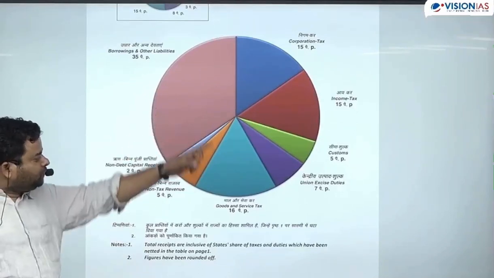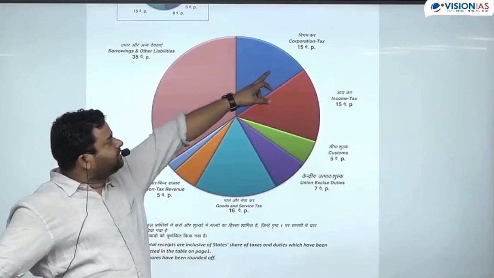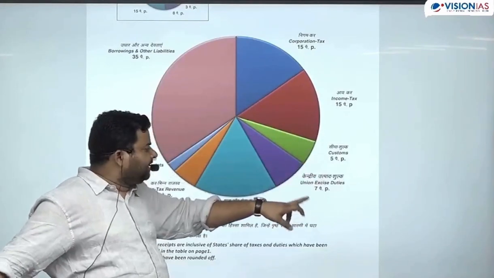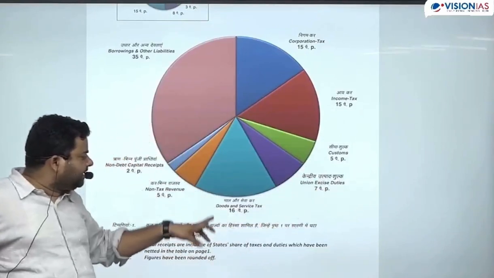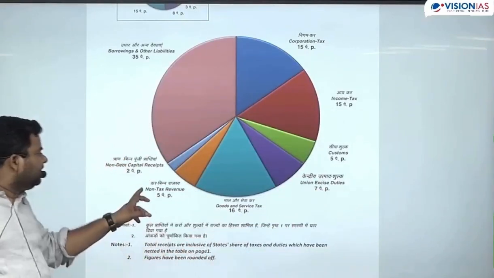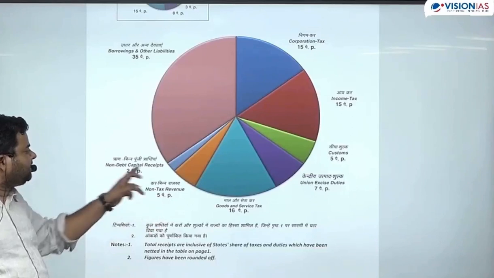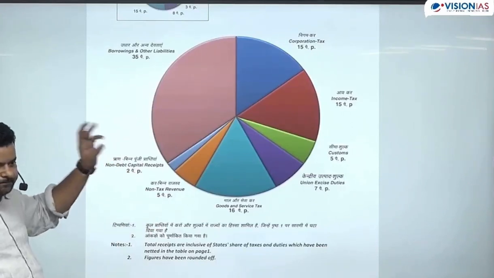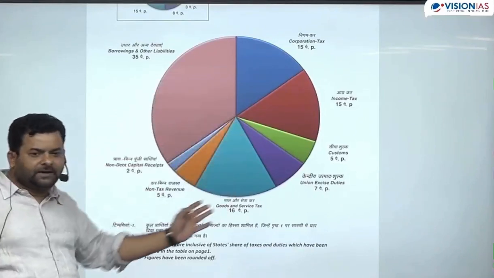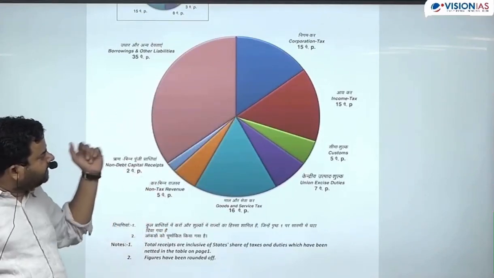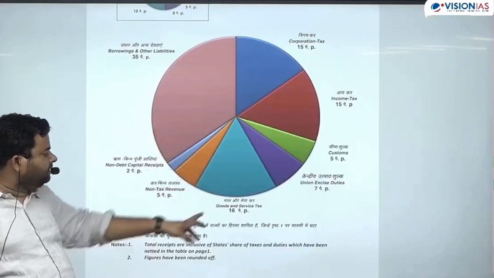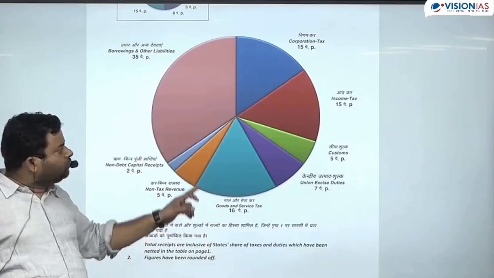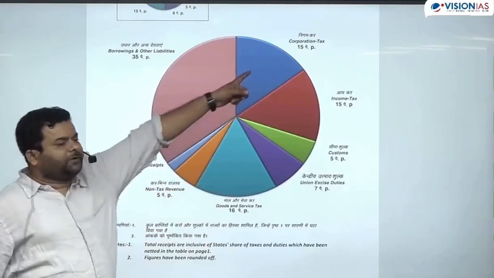So out of total, corporate tax is direct tax, income tax is direct tax, custom is indirect tax, union excise indirect tax, goods and services indirect tax, non-tax revenue, understand, non-debt capital receipts, understand, and then we have what is called borrowing and other liabilities. So this is how the money is coming. And if you see again, the maximum head is coming from GST. Though this time GST is above corporation tax.